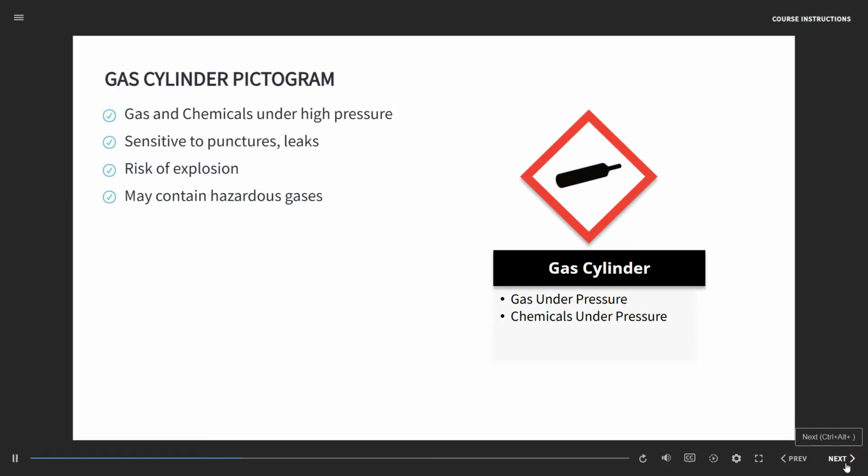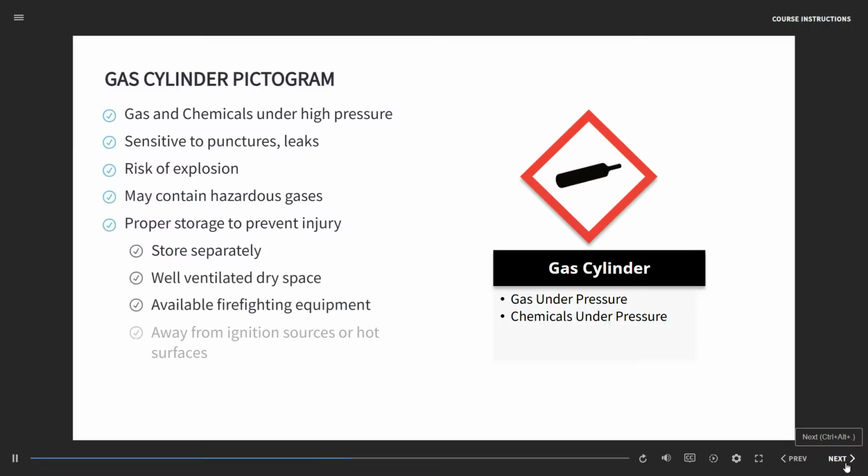Inspect all incoming cylinders before storing to ensure they are undamaged and properly labeled. Be sure they are not giving off odors, visible fumes, or hissing sounds. Store compressed gas cylinders separately, away from processing and handling areas and from incompatible materials. Separate storage can minimize personal injury and damage in case of fires, spills, or leaks.